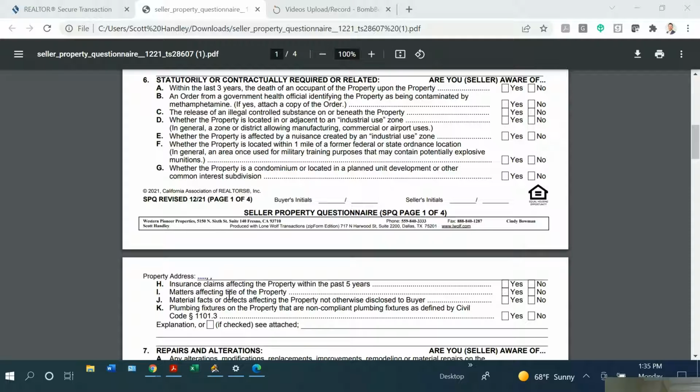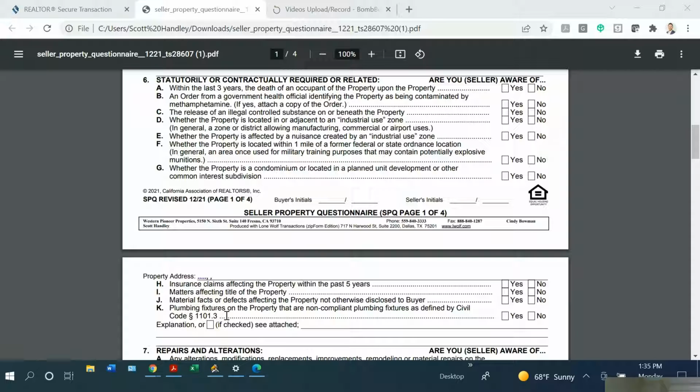Matters affecting title on the property, yes or no? Do they know of anything? Do they have an ex-wife or ex-husband that's disgruntled and put a lis pendens on the house? Are they fighting for a house? Things like that. Just make sure that you have them fill that out, yes or no. Material facts or defects affecting property not otherwise disclosed to buyer, yes or no.